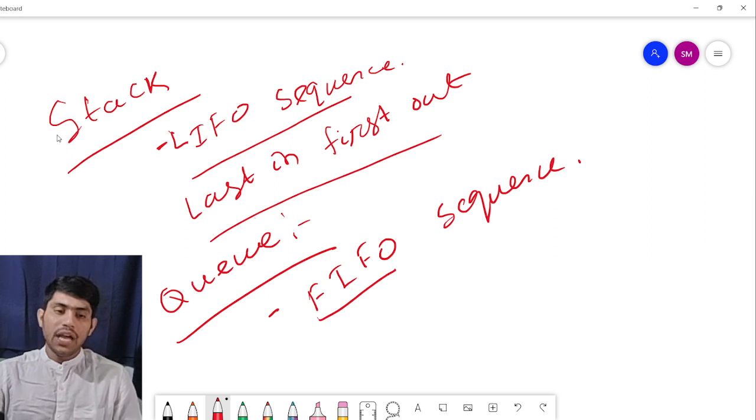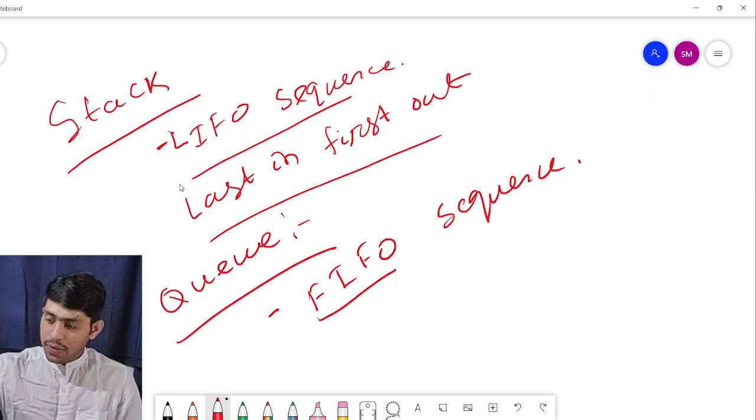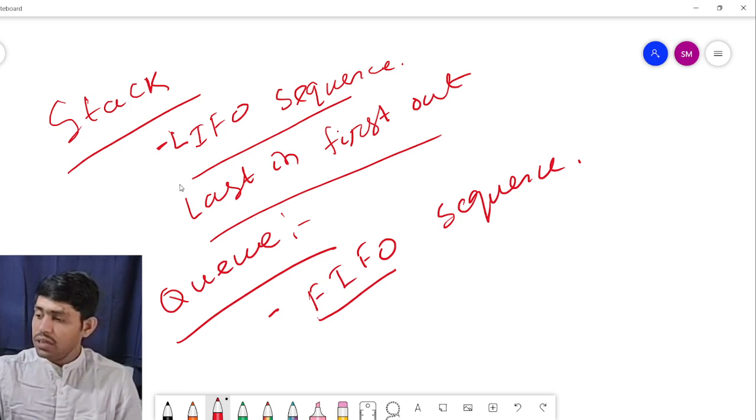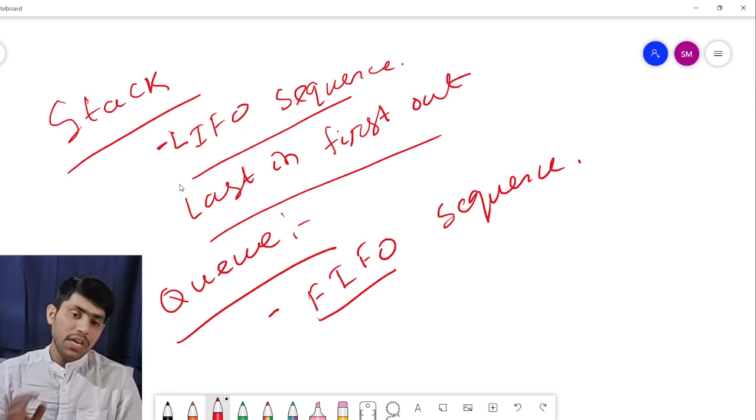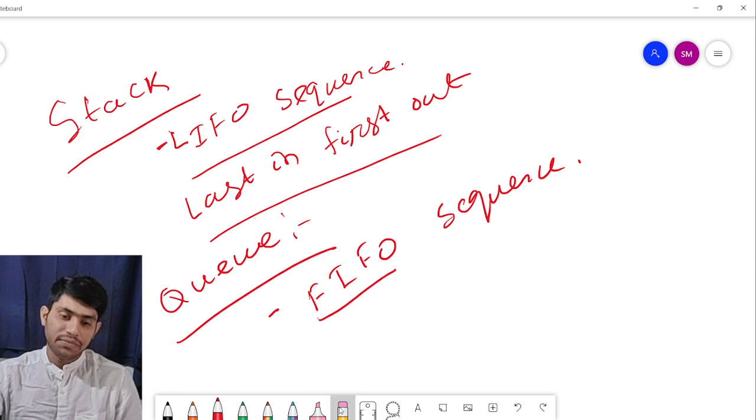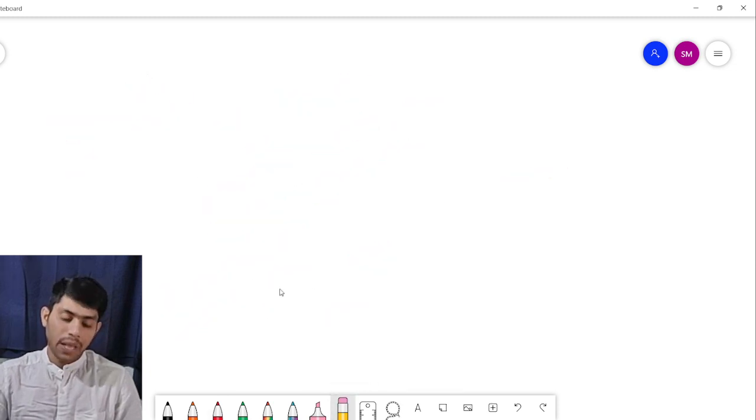Okay. Then now we'll go to the implementation of the stack. How the stack will be implemented in the data structure part. Stack implementation.